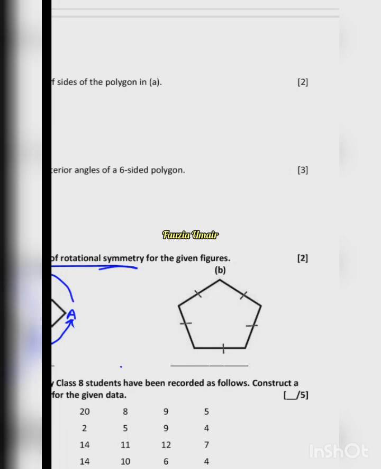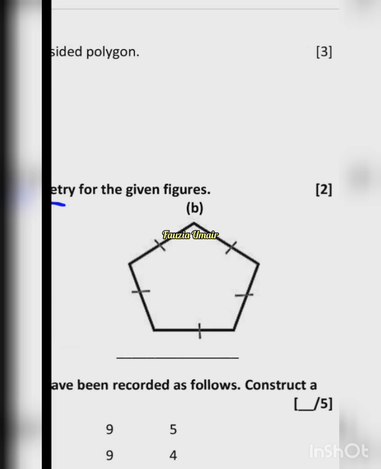So, who can tell me about figure B? What would be the rotational symmetry? First of all, what do these lines mean? Every side of this is equal. It means the rotational symmetry is 5. Why do I know it's 5? And what is the relation between equal sides and this number 5? Because this is a regular pentagon.